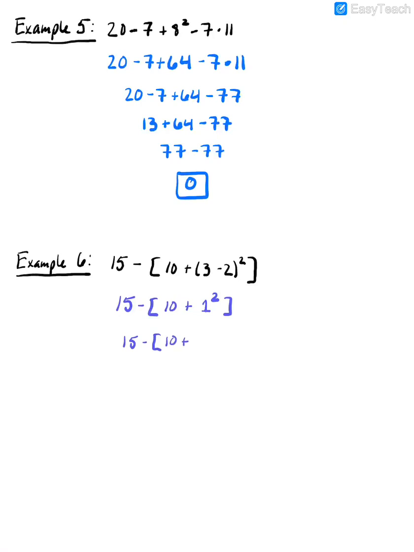Now 1 squared is just 1, not 2. Okay, remember you're not taking the base times the exponent, you're taking the base times itself that many times. So it would be 1 times 1, which is 1. And then now I have 10 plus 1, which is 11. That drops my brackets. So 15 minus 11 gets me 4. And then that's my answer.